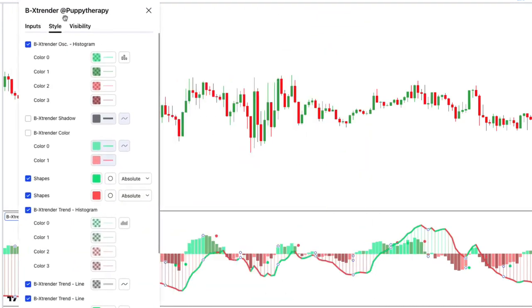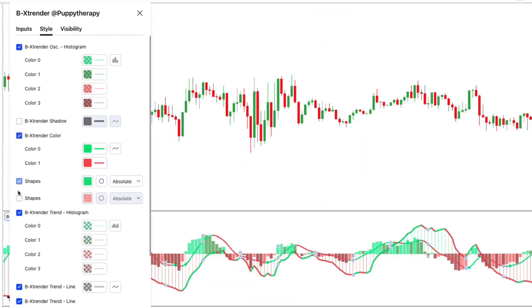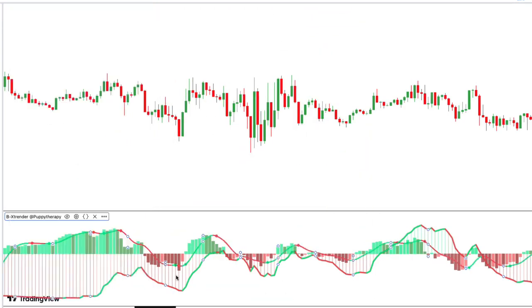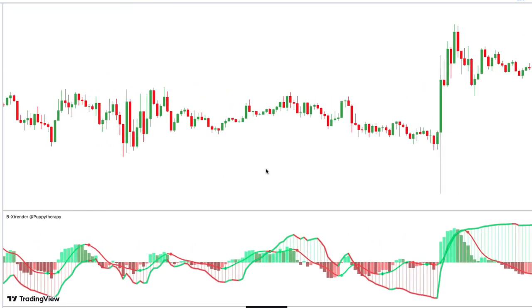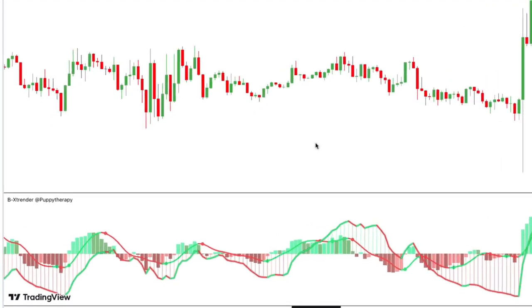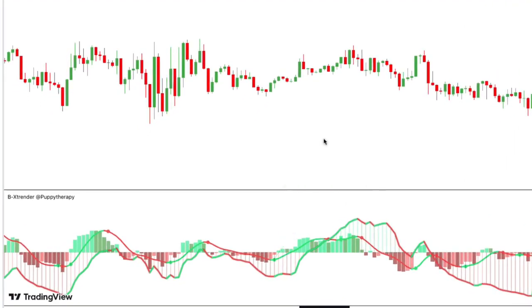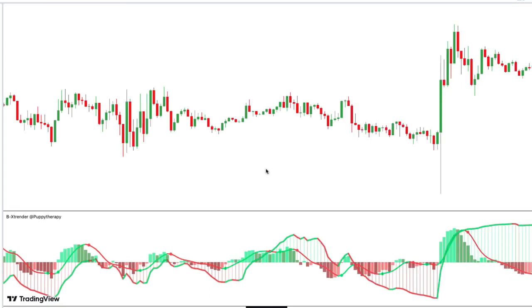Finally, let's re-enable our plots and shapes. These will be the trigger for our entries, enabling us to find the exact points we would like to enter the market. Green dots are buy signals, while the red dots are sell signals. Now that we understand how the indicator components work.